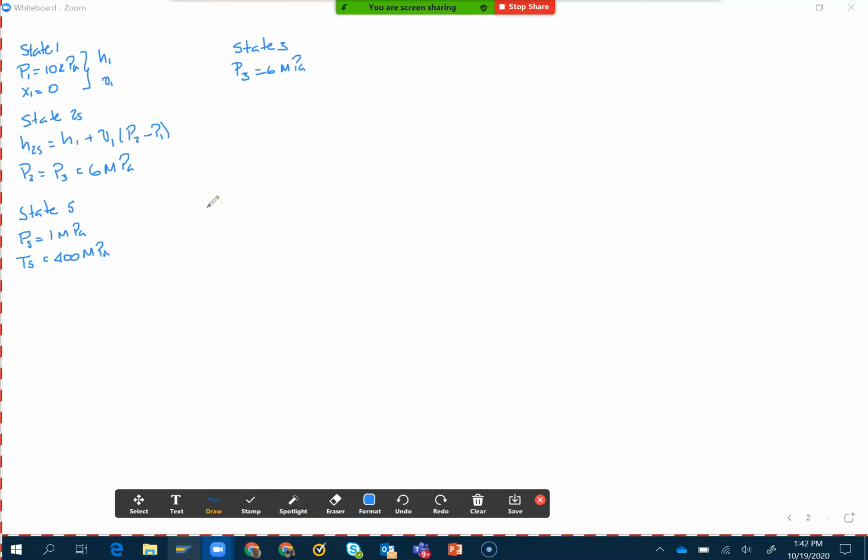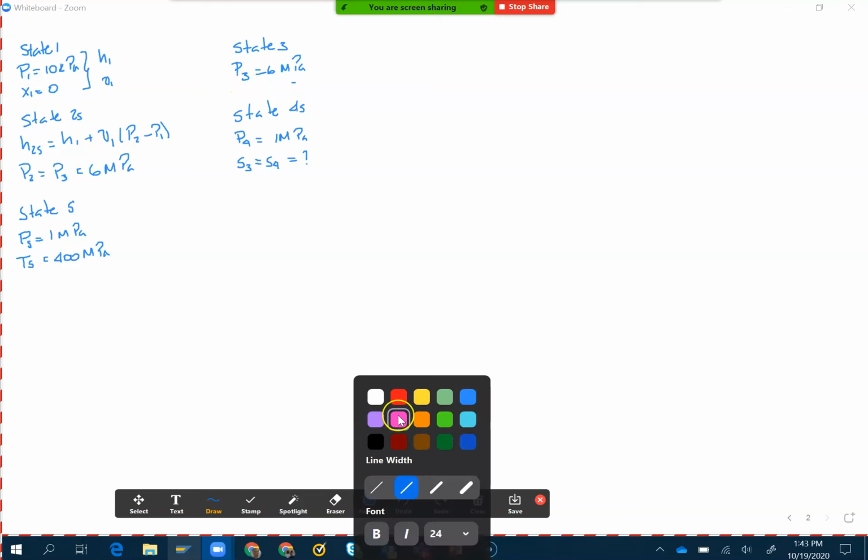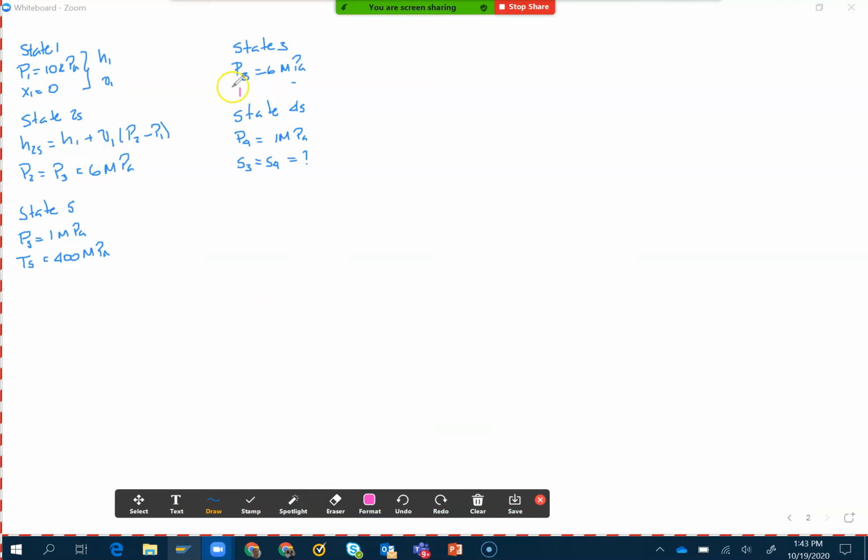Why do we miss state 4? Let me just make it very clear. State 4, we know the pressure, and I will say pressure is 1 megapascal, the reheat pressure, and we know S3 equals S4, but we don't know this value since we only have one property here. And the property that we need to find out, put in a different color, is T3, which is an unknown at this point of time. Okay.